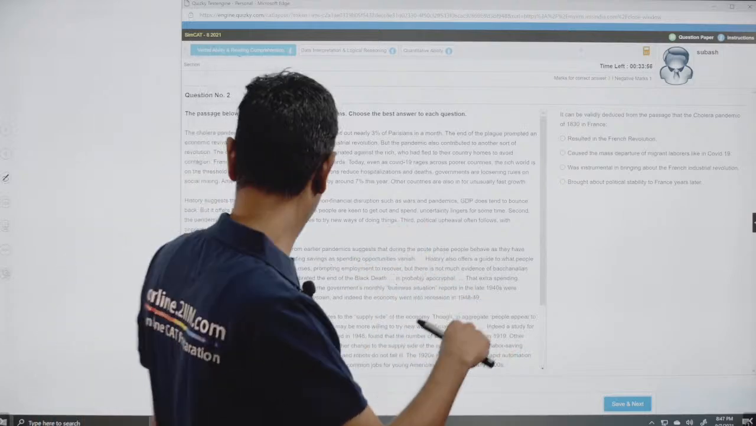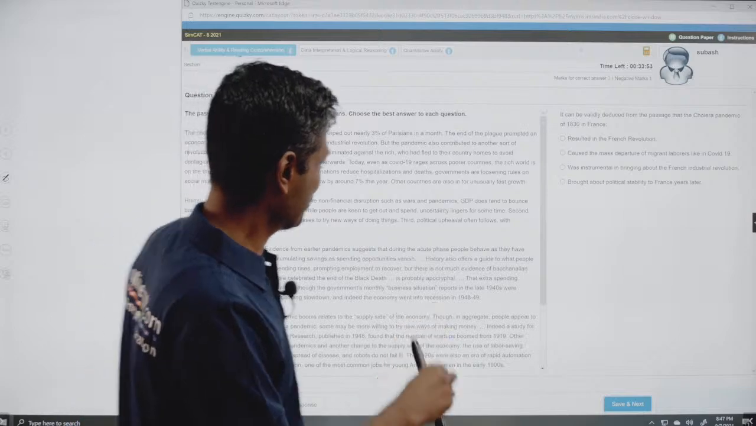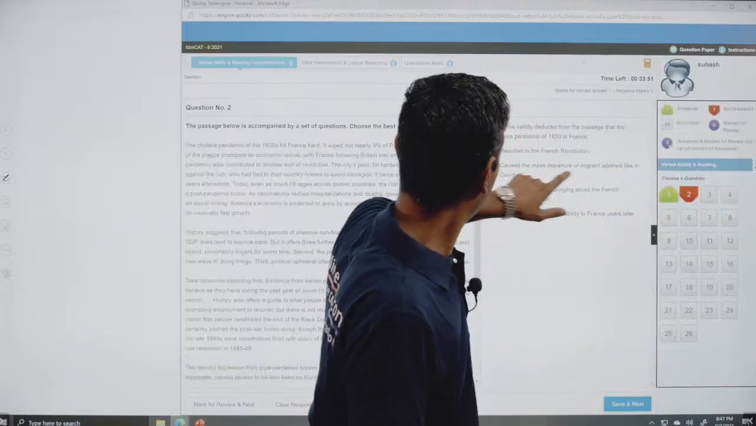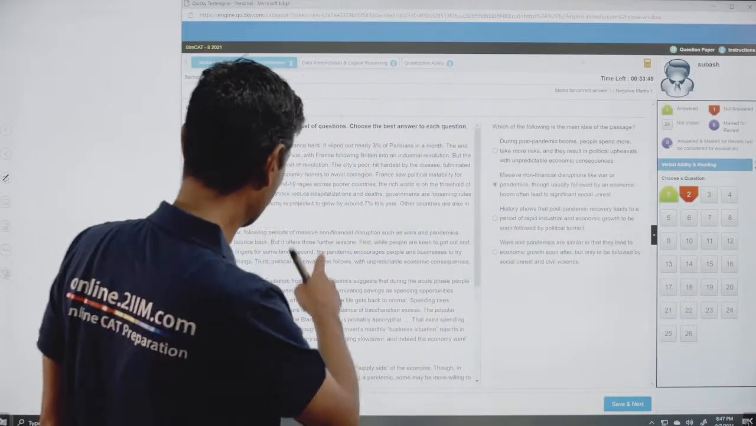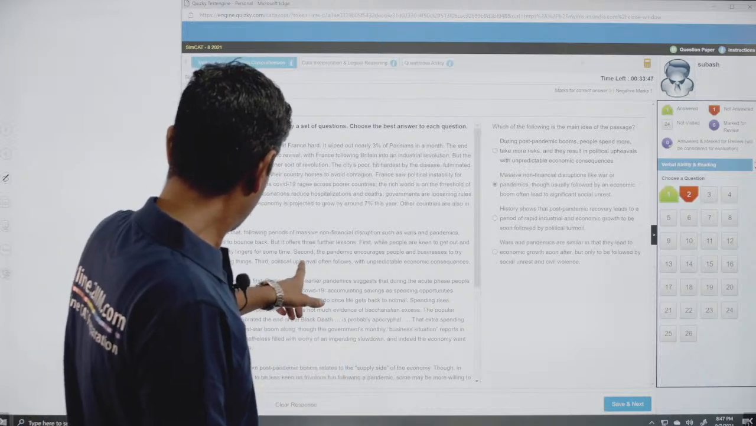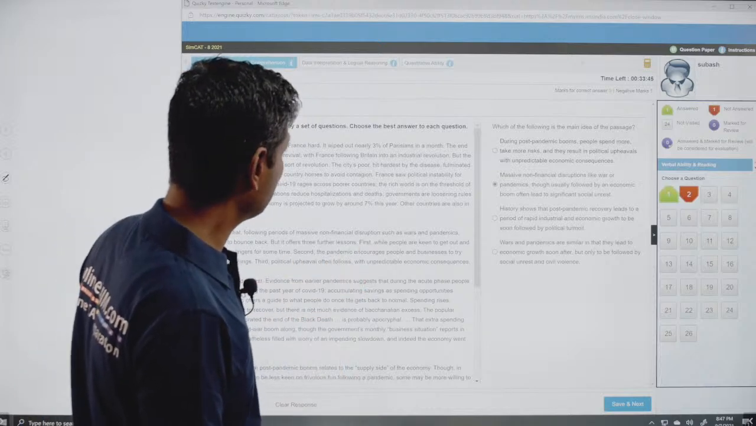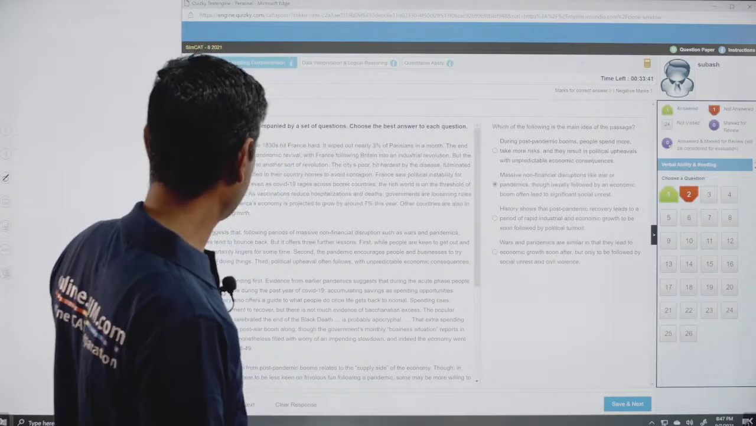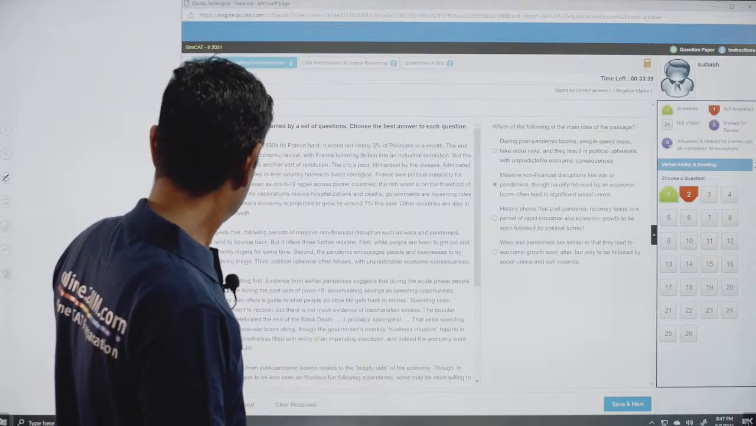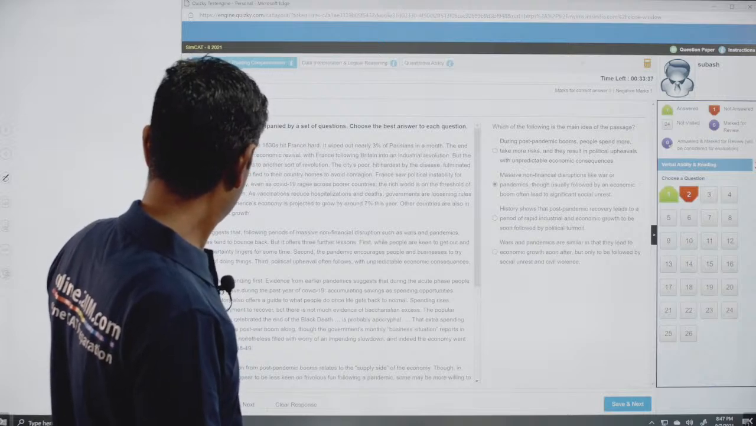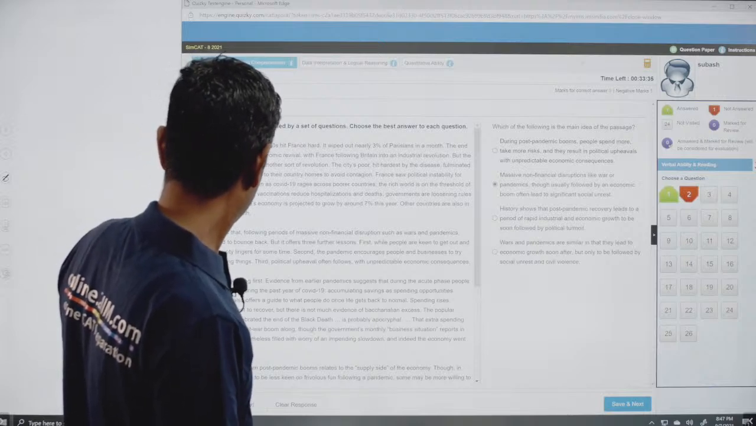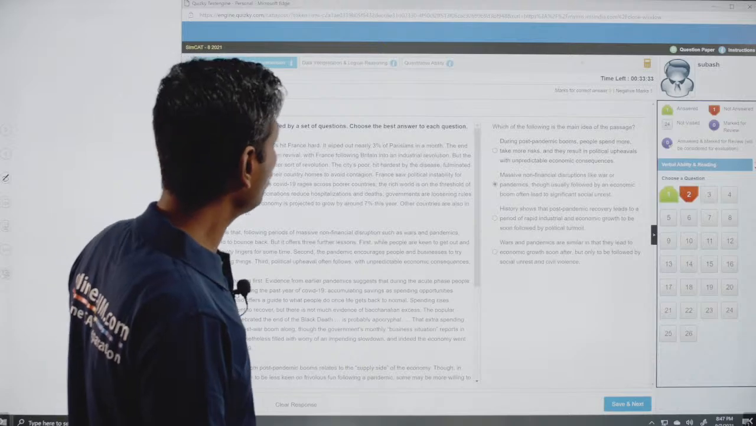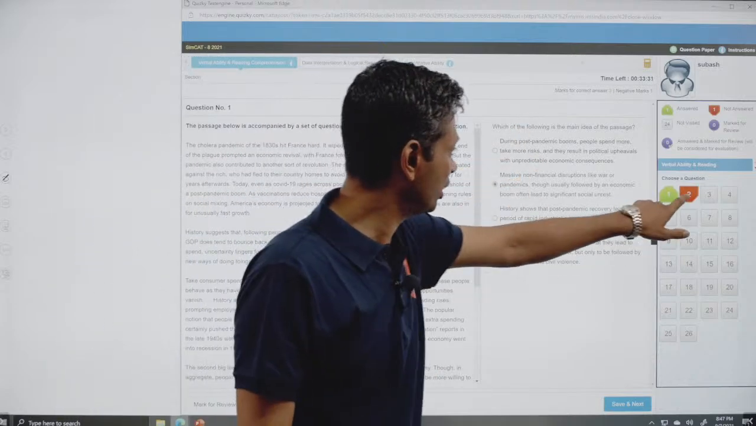I want to go back to the previous question. I want to check that. Let me just see this. Question number 1. I haven't seen that place at all. Political upheaval often follows with unpredictable economic consequences. Take more risk, and they result in political upheavals. So I don't think this results in this. I'm confident, marking 2.